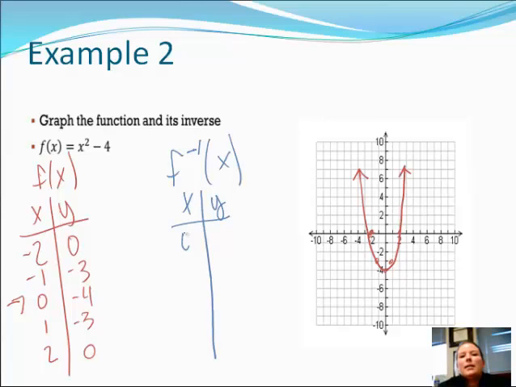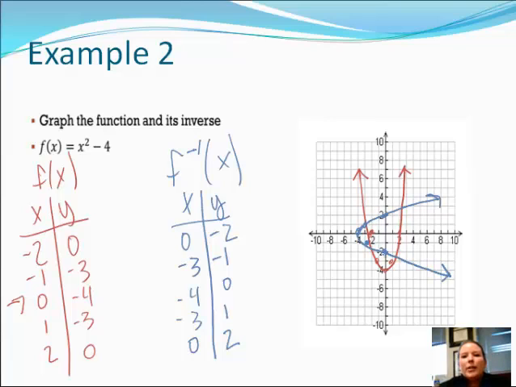So I switched the x's and the y's. So I got 0, negative 2, negative 3, negative 1, negative 4, 0, negative 3, 1, and 0, and 2. Okay, so we're going to graph those points now. So I come over here, I'm going 0, negative 2, negative 3, negative 1, negative 4, 0, negative 3, positive 1, so it'll be right there, and 0, 2. So my inverse function looks like this.